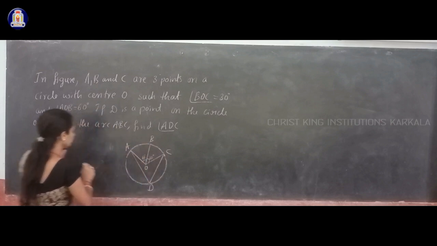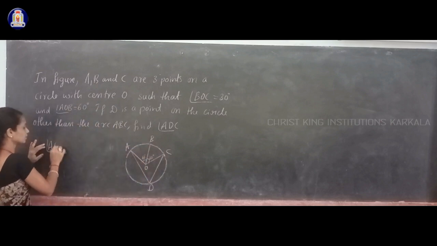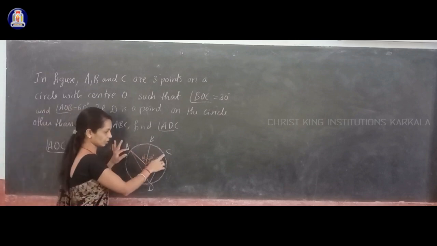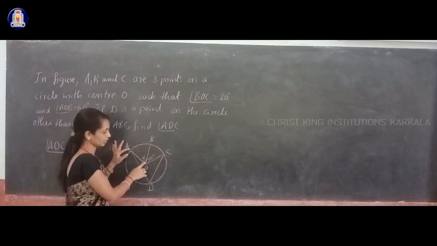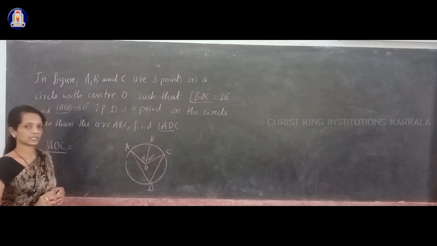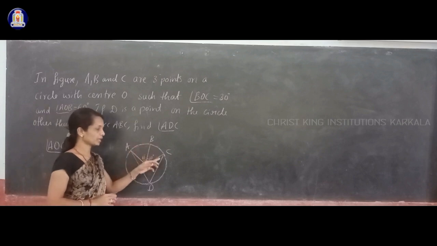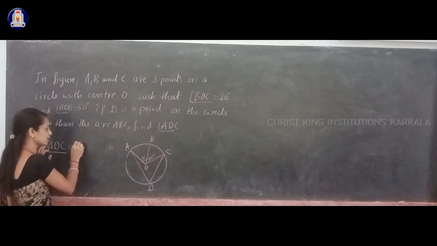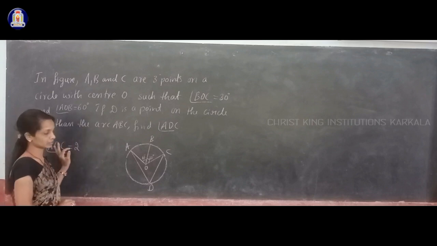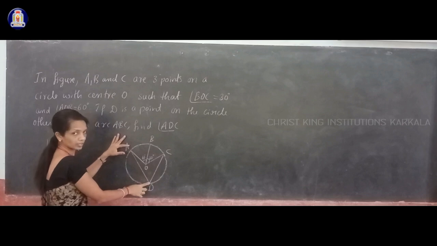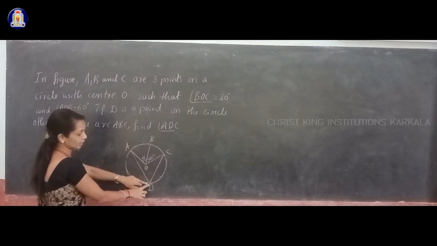Okay, so angle AOC, that is the angle made by the minor arc ABC at the center of the circle. According to theorem 8, the angle subtended by an arc at the center, that is angle AOC, is double, means 2 times, the angle subtended by that arc at any point on the remaining part of the circle.